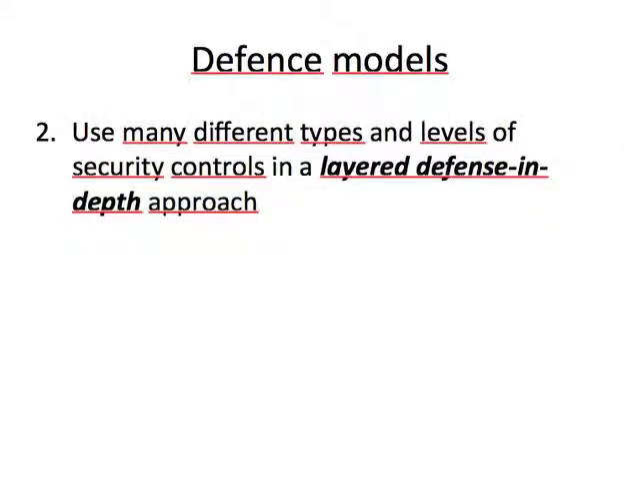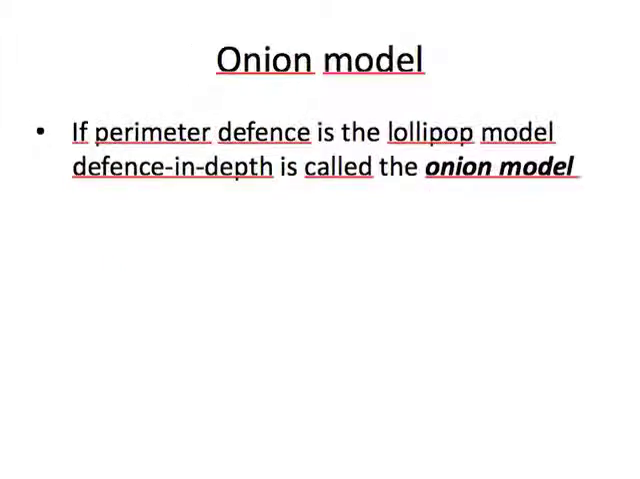So the better one is where we have different types and levels of security controls, and it's called this layered defense in depth approach. It's called the onion model because, when you peel an onion, there's another layer after another layer after another layer. So if the perimeter defense is called the lollipop model, this one is the onion model.